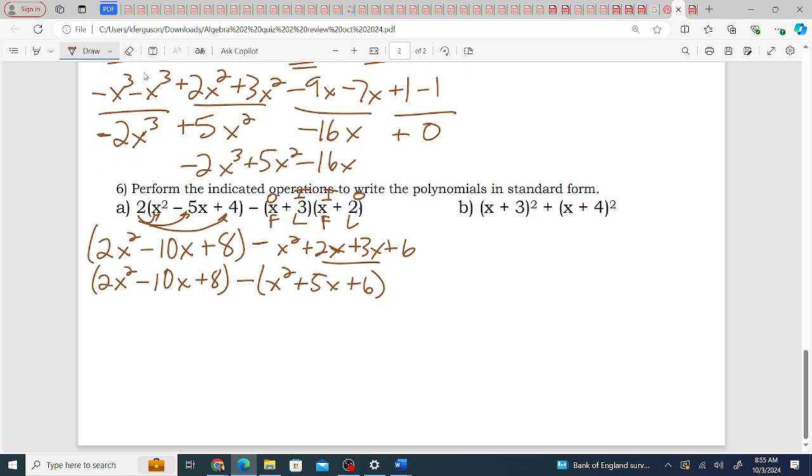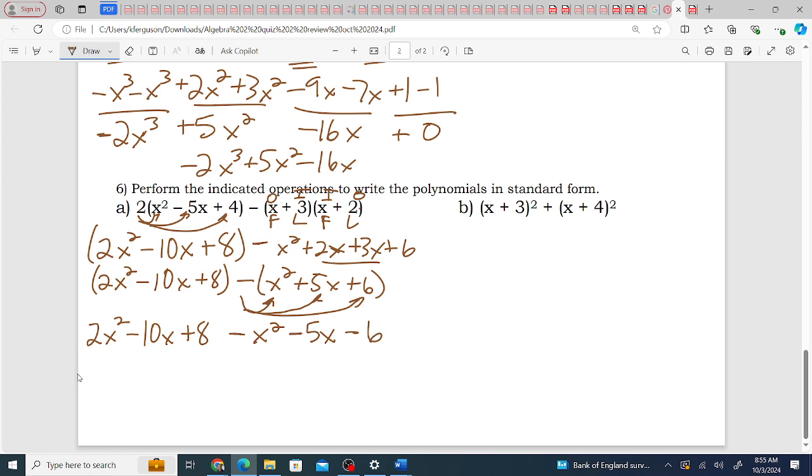Next, I need to distribute the negative because we're subtracting. So I'm going to have 2x squared minus 10x plus 8. And a negative times x squared is a negative x squared. A negative times a 5x is a negative 5x. And then a negative times 6 is a negative 6.